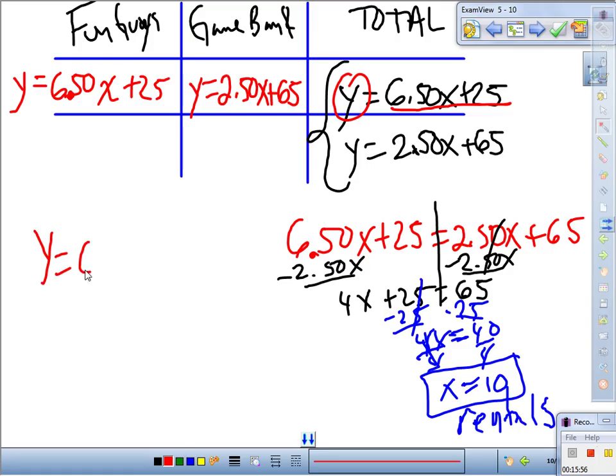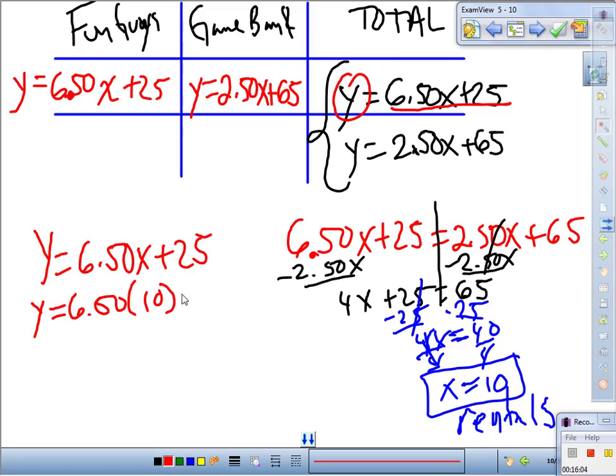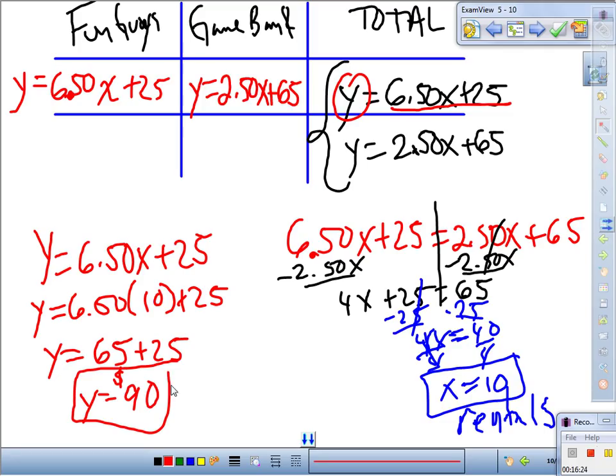Y equals 650x plus 25. Y equals 650 plus u times 10 plus 25. Y equals 650 times 10 is what? 65 plus 25. Therefore, y equals 90. What does that represent? Dollars. That is correct. Put a little dollar sign on that.